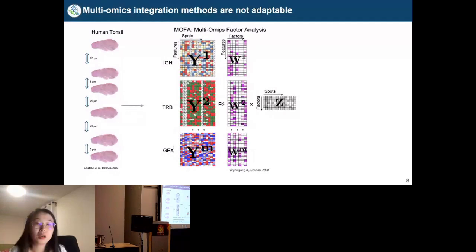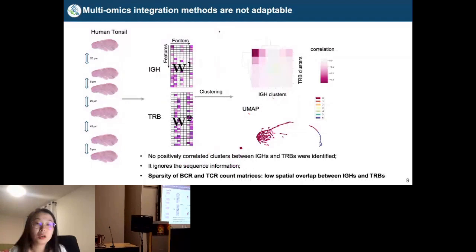We clustered IGH and TRB clones based on their feature weight matrix, but unfortunately, we did not find any positively related clusters. The main reason is that the TCR and the BCR matrices are much sparser than the gene expression matrix. This results in a low spatial overlap between IGH and TRB. In addition, this method completely ignores the clone sequencing information.